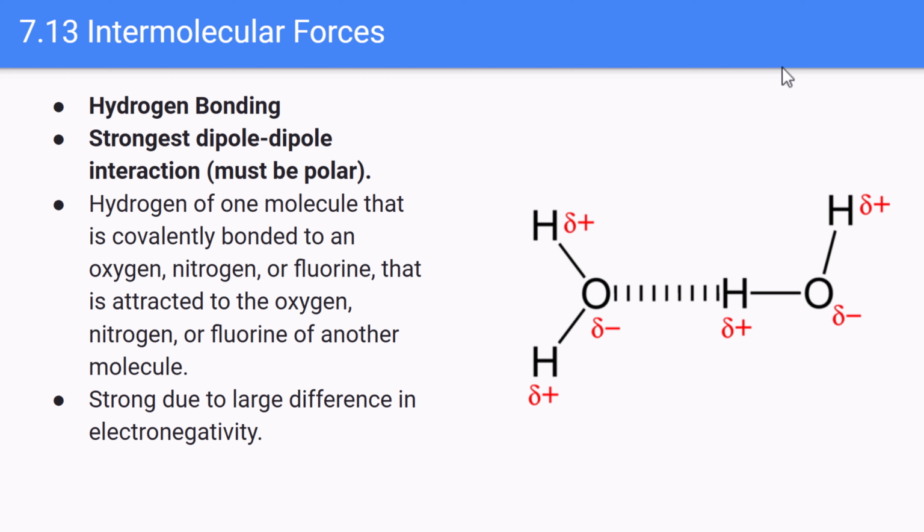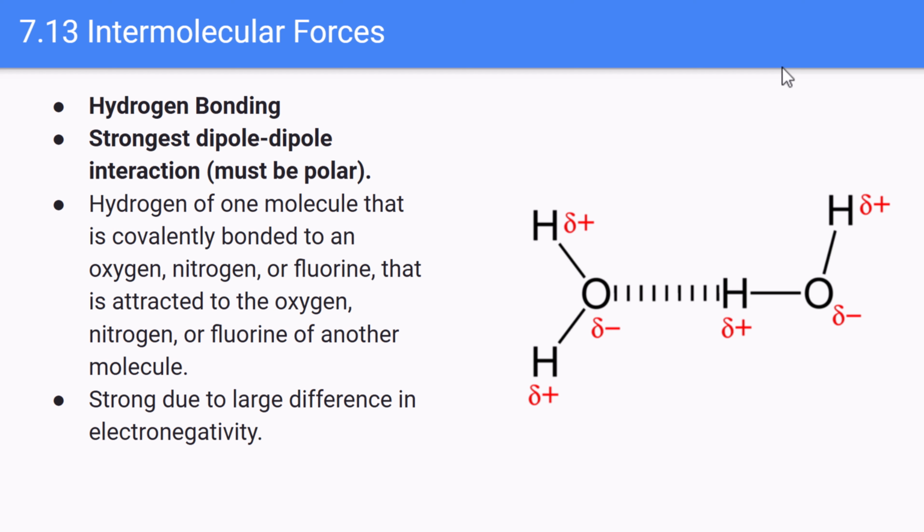The last type of intermolecular force we are going to discuss is hydrogen bonding, and this is the strongest dipole-dipole interaction, which is another indication that this molecule has to be polar. Specifically, we're looking for a hydrogen of one molecule that is covalently bonded to an oxygen, nitrogen, or fluorine, that is attracted to the oxygen, nitrogen, or fluorine of another molecule. The reason this is the strongest is that oxygen, nitrogen, and fluorine are the three highest electronegativity atoms on the periodic table, so the large difference in electronegativity makes those relative positive and negative charges that we identified on dipole-dipole forces even stronger.